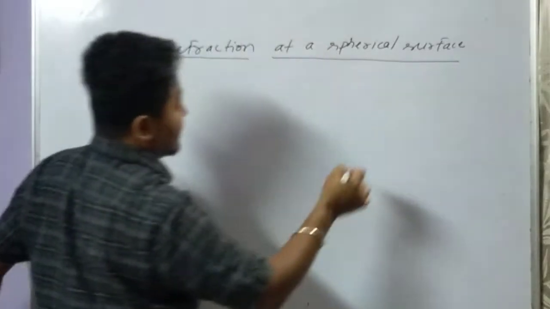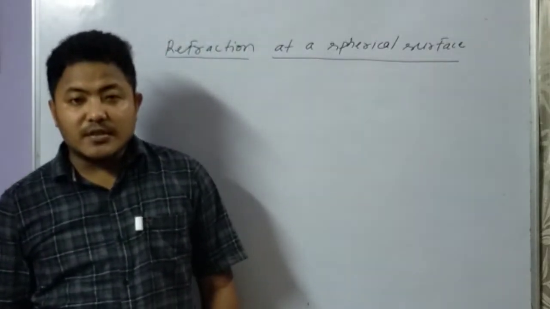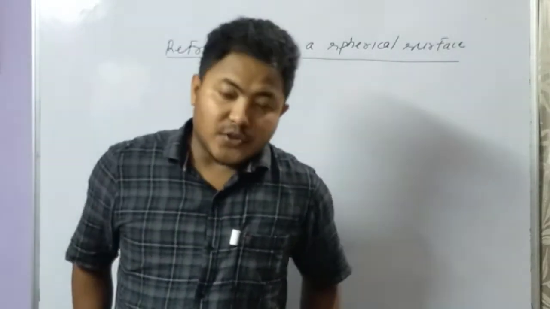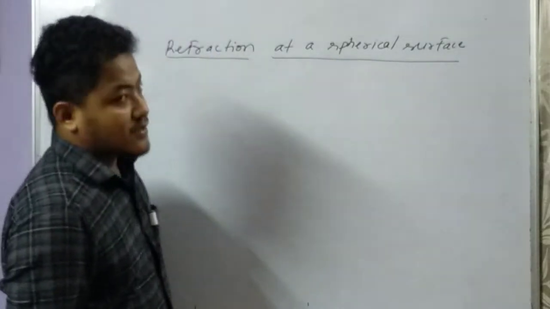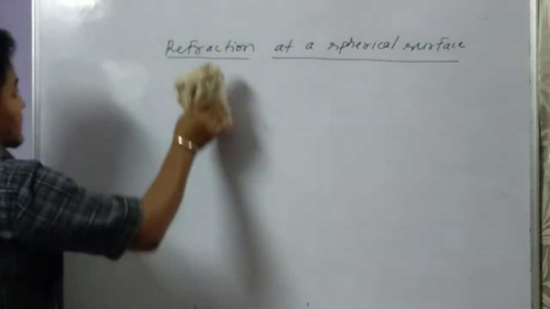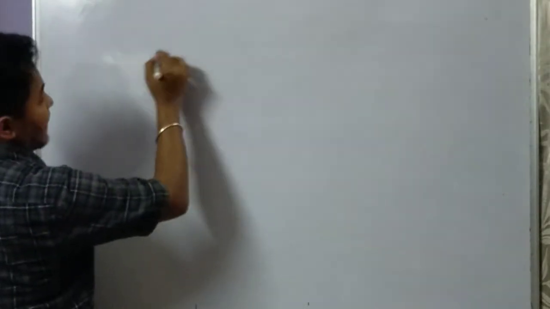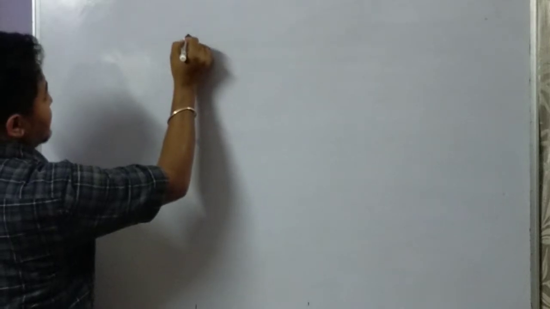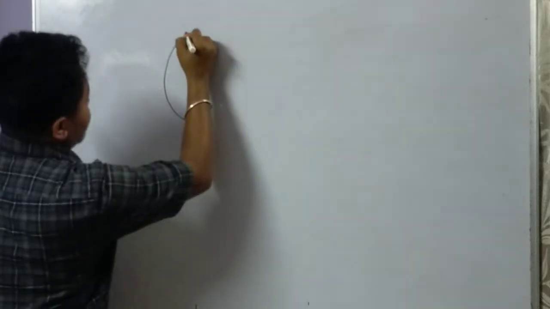We are very familiar with a spherical surface and a plane surface. We have discussed all these things in the previous class, so let's not delay and go straight to the topic. Refraction at a spherical surface. For that, we have to consider a spherical surface first. So let us consider a spherical surface like that. Suppose this is a spherical surface.